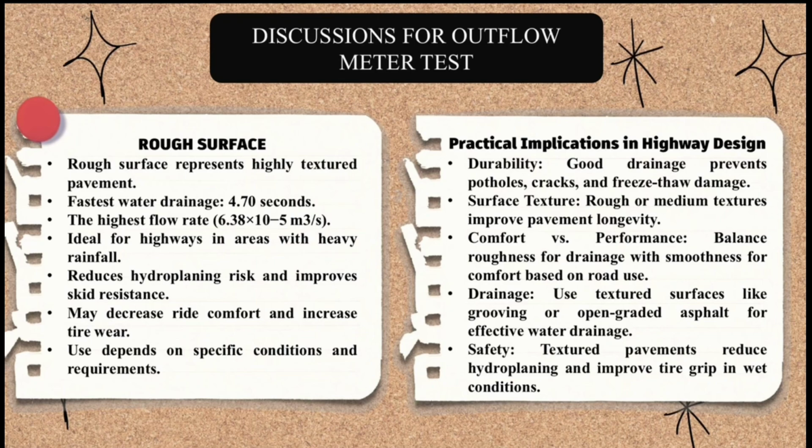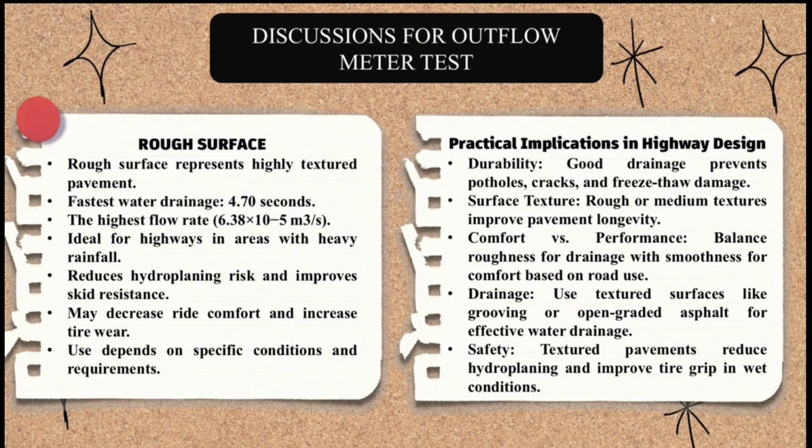Lastly, for the rough surface discussion, rough surface represents highly textured pavement. Fastest water drainage is 4.7 seconds, and the highest flow rate is 6.38 times 10 to the power of negative 5 meter cube per second. To summarize, rough surface is ideal for highways in areas with heavy rainfall as it reduces hydroplaning risk and improves skid resistance. However, rough surface may decrease ride comfort and increase tire wear, and it should be used depending on specific conditions and requirements.